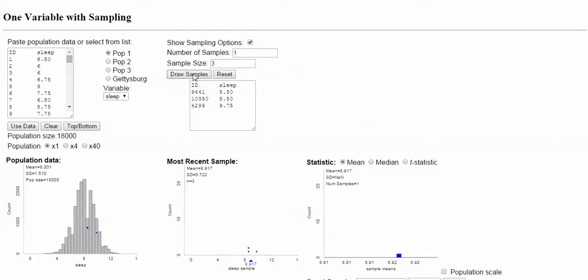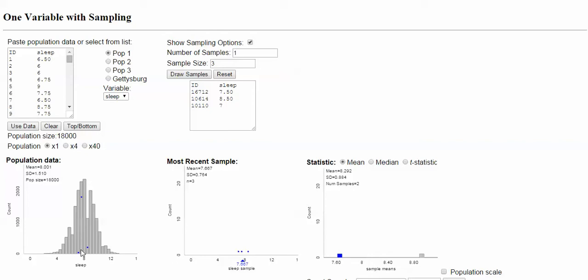If I click on Draw Samples again, it gives me a new group of 3 people. It randomly selects a different group of 3 people, and it calculates the mean of this sample. If you added these 3 numbers and divided the total by 3, the sample mean would come out to 6.667. So our new sample of 3 people has this sample mean, and it plotted their sample mean right there. So this is the mean of sample 1, that's the mean of sample 2, and it always highlights the newest sample mean in blue.